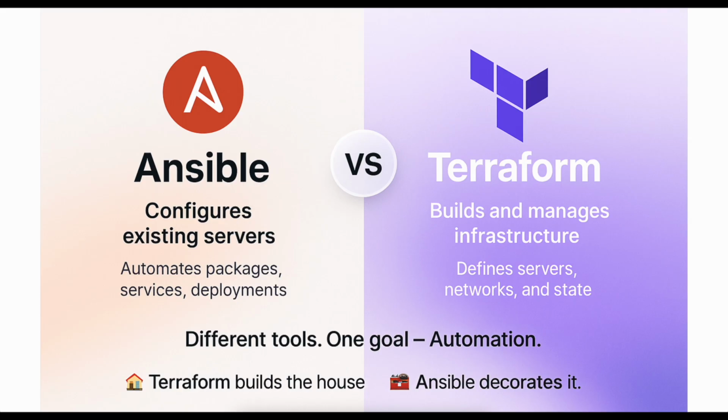On the left, we have Ansible. It's mainly a configuration management tool. That means it connects to servers that already exist and automates what happens inside them. For example, it installs software, manages services, updates configuration files, and deploys applications. In short, once your infrastructure is ready, Ansible helps you configure and manage it consistently.